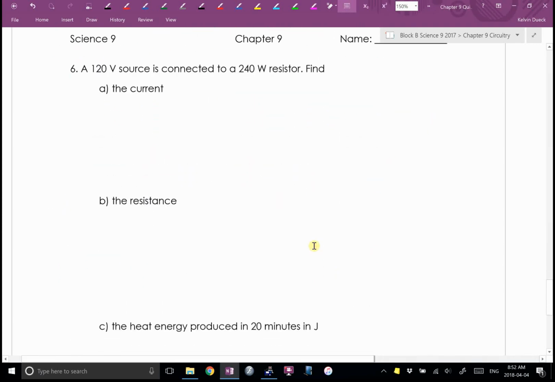Last page. A 120 volt source is connected to a 240 watt resistor. Find the current. Okay. Change colors, Mr. Dewick. I equals question mark. They've told me that we have 120 volts, and they've told me that the power is 240 watts. They haven't told me the resistance. Okay, I can figure out current from here. It's going to be P over V. It's going to be 240 over 120. Is the answer 2 amps?